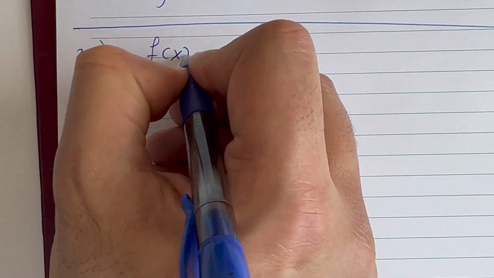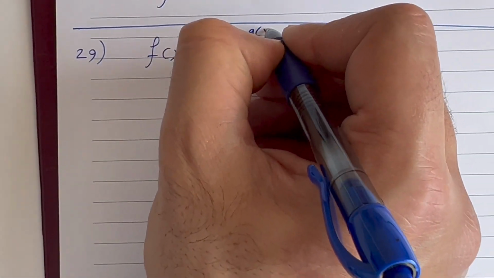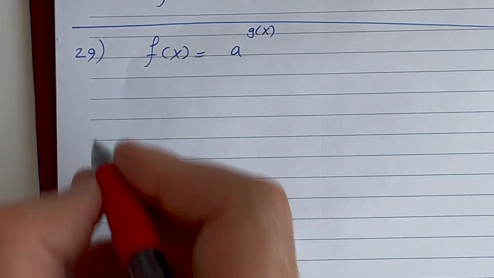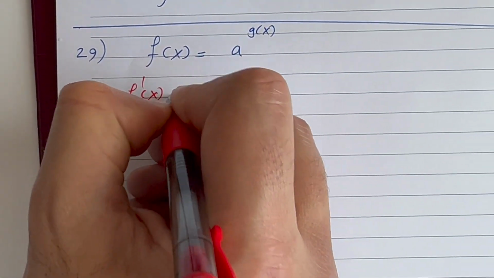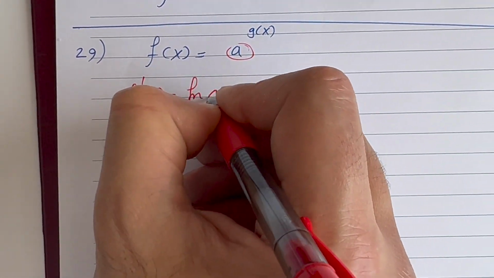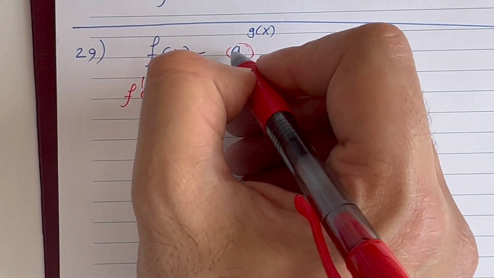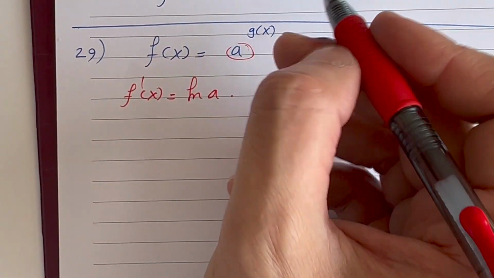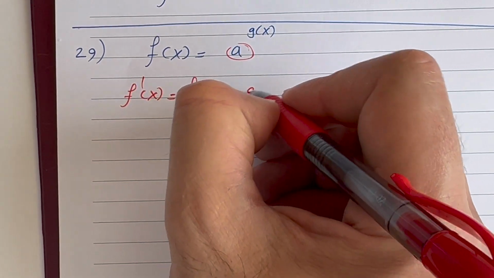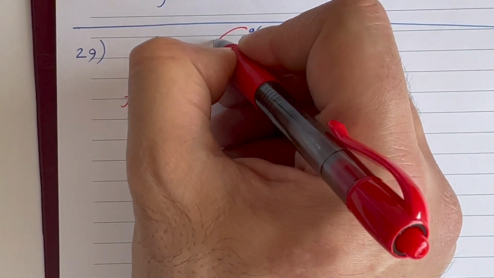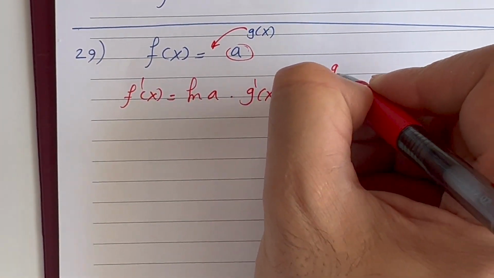Rule number 29. What if I have a to the power cocktail, which is j(x)? The rule says, don't forget to multiply by ln a. And now consider it as e to the power j(x). We have done that before. The derivative of the power, put it down, times the function itself.